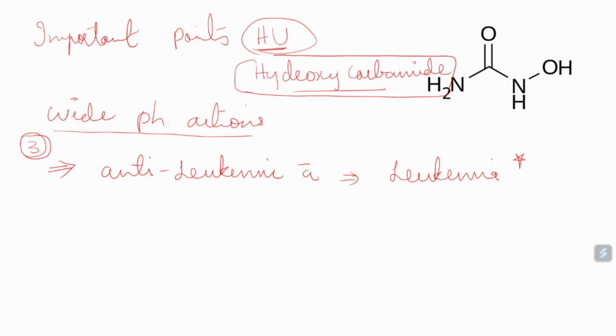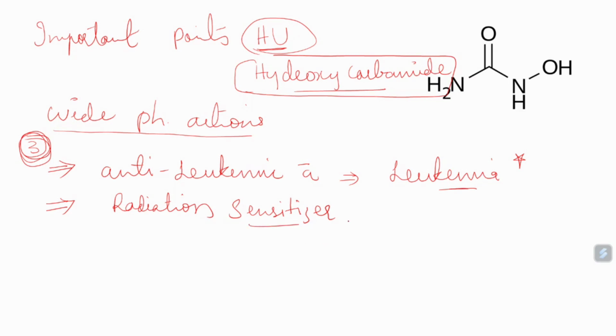First point. Hydroxyurea has three major pharmacological actions. The first one is anti-leukemic action, that's why it is used in leukemia. The second important pharmacological action is that it is used as a radiation sensitizer. It sensitizes the neoplastic cells to the radiation.